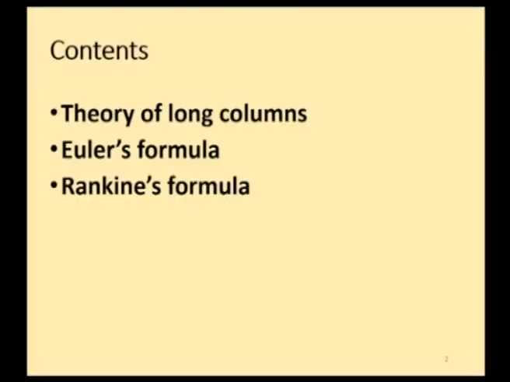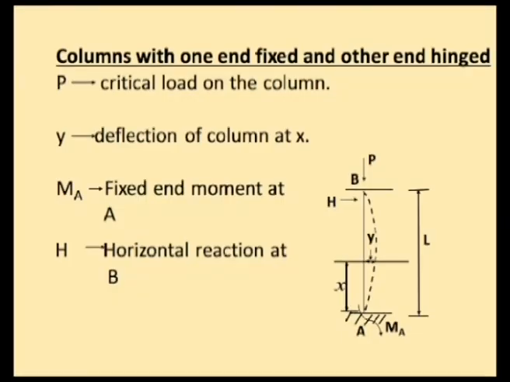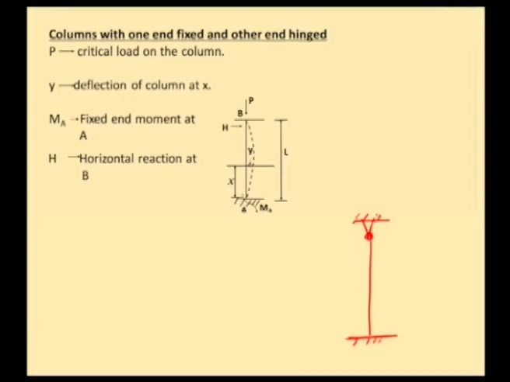We have arrived at the critical load for 3 cases, and now we will see how to get Euler's crippling load or Euler's buckling load for the other end condition, namely one end fixed and other end hinged. So, one end is fixed here and the other end is hinged. In case of a hinged end, we will have a horizontal reaction also in addition to the vertical reaction. That horizontal reaction is H as shown in the diagram. We will have the load P applied here.